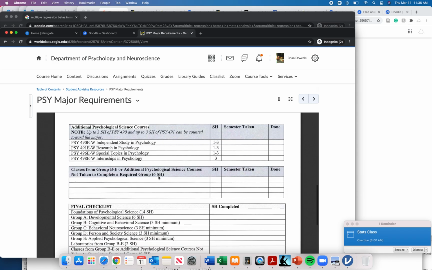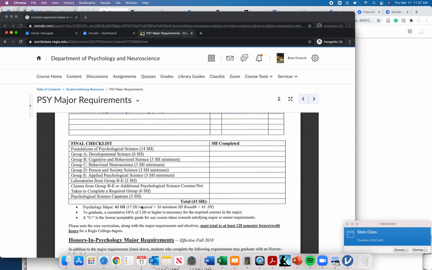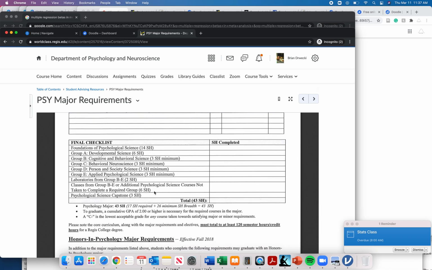The one weird thing, right? Go through your final checklist. Do you have the foundations? Do you have your requirements here? Do you have your laboratories? Do you have capstone? And do you make sure that you have all of your courses?